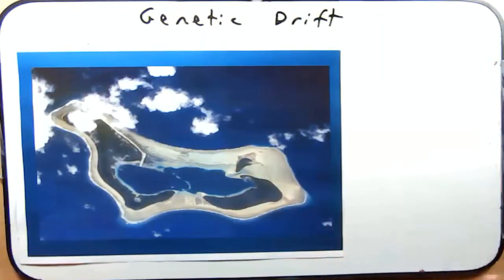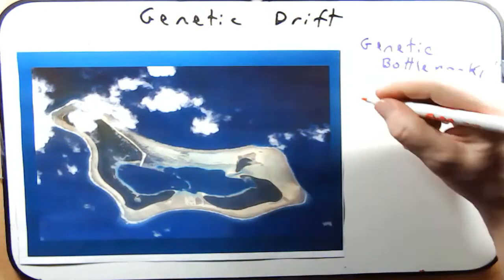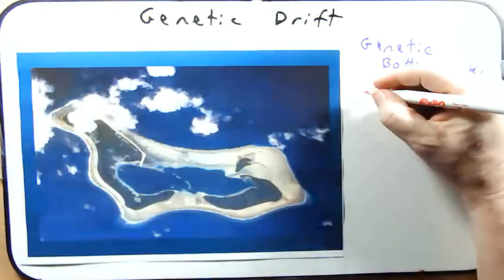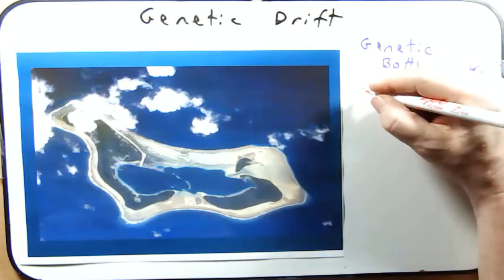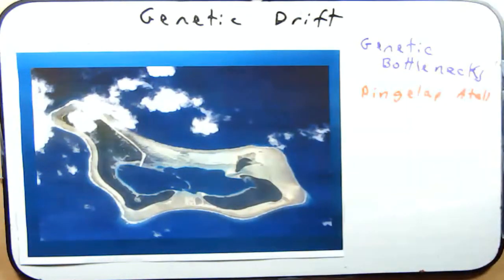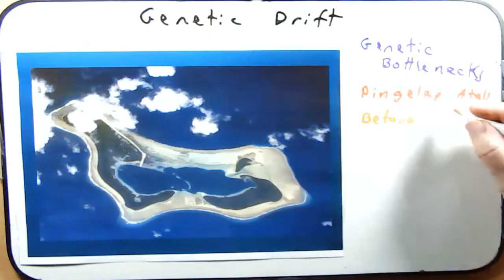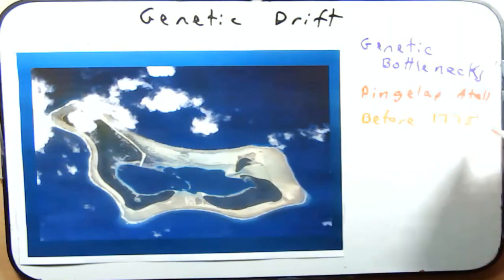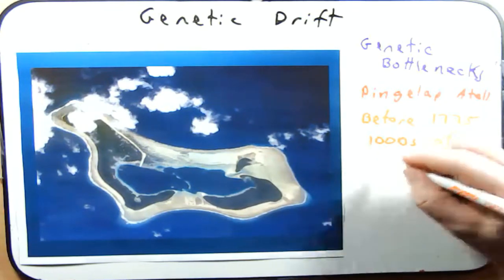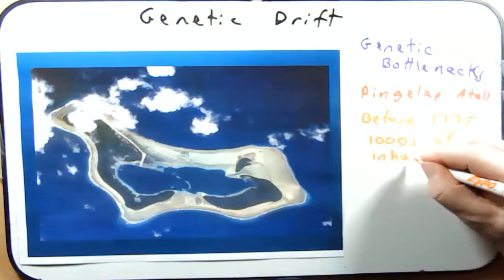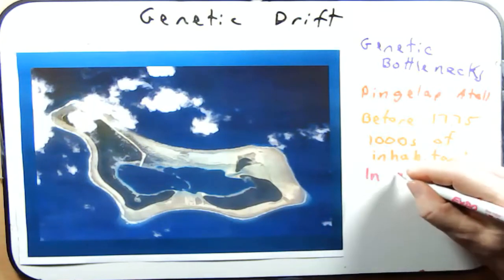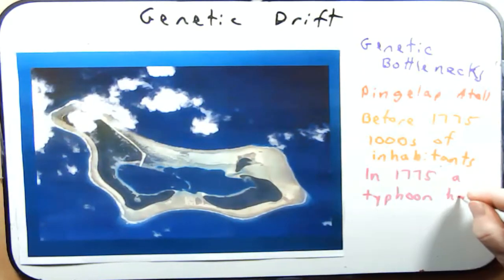So let me talk to you about a real-world example of genetic bottlenecks. So on this island shown here, and this island's called Pingelap Atoll, it's a small island in the South Pacific. And we know that before 1775, back when I was just in high school, there were thousands of inhabitants. Then, in 1775, a typhoon came along and it hit the island.